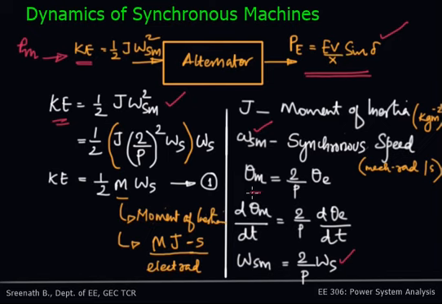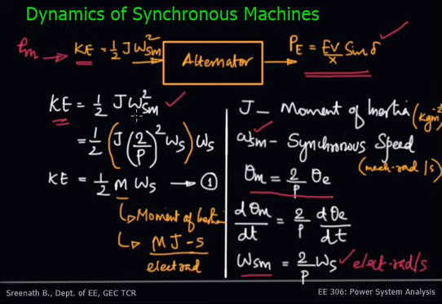by using the general equation theta m is equal to 2 by p into theta e, where theta m is the mechanical angle and theta e is the electrical equivalent. Once you differentiate it, you will be getting omega Sm equal to 2 by p into omega S, where omega S is represented in electrical radians per second.